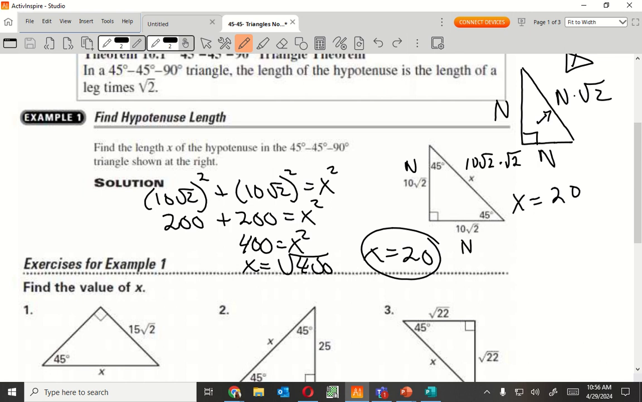Now watch: 10 squared times square root of 2 squared, like that, right? So that should give you just 2, right? And that's going to give you 100. So that's how I get 100 times 2. Let me see what you did here.